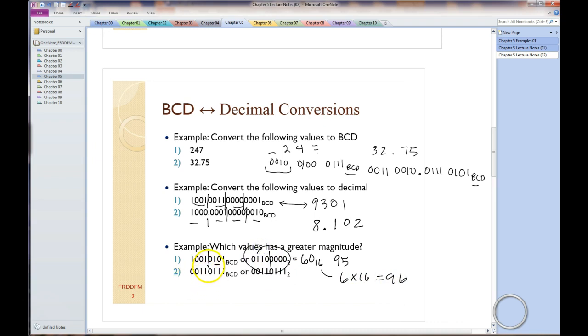Same thing on this example. This is the 37, converting these using groups of 4. This number I'll convert to hex first, which is 37 base 16, which equals 3 times 16 plus 7, equals 55. 3 times 16 is 48. Okay, looks good. So in both examples here, the number on the right is larger.